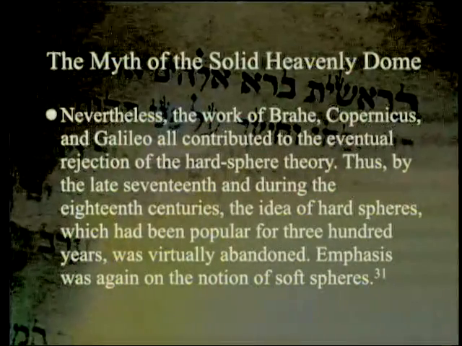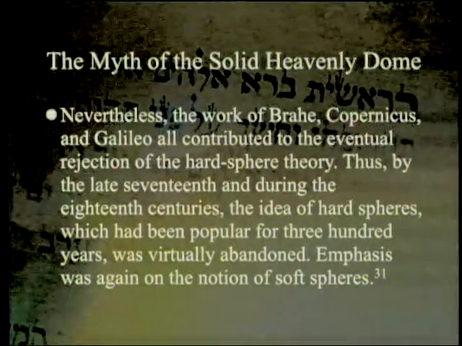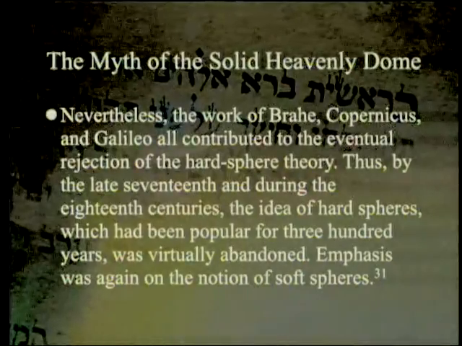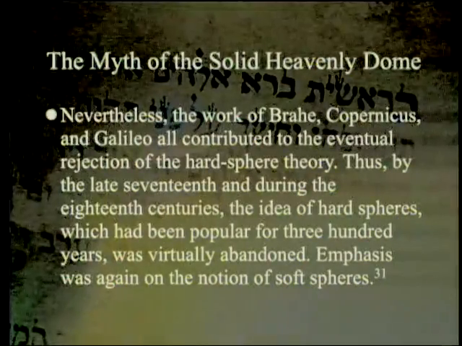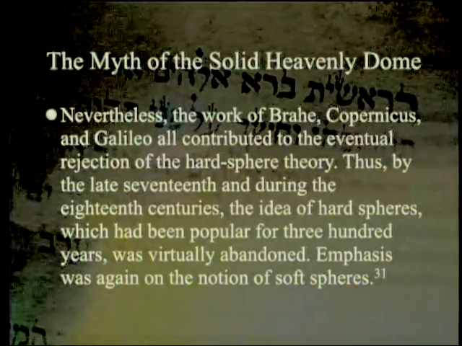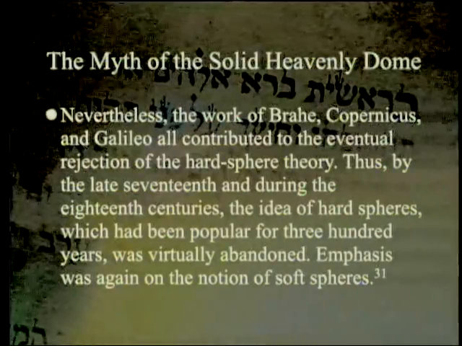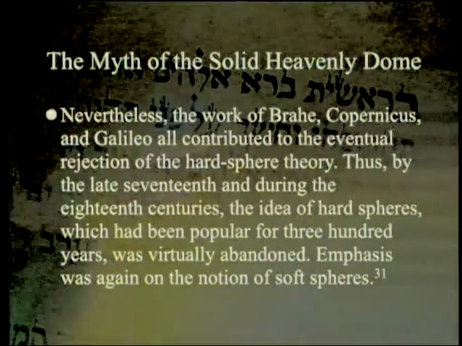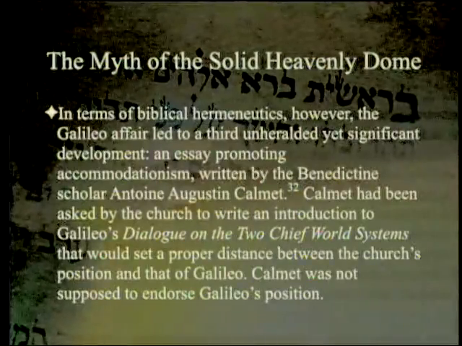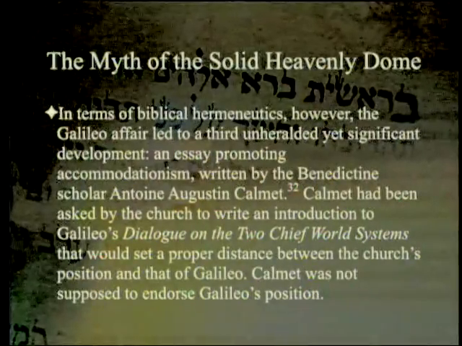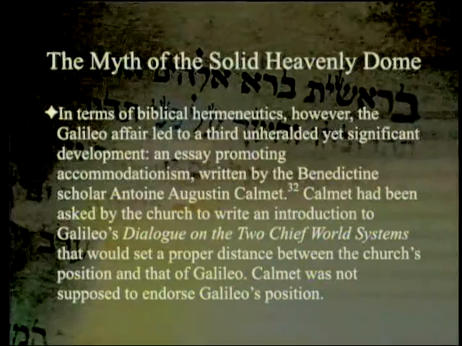Thus, by the late 17th and during the 18th centuries, the idea of hard spheres, which had been popular for 300 years, was virtually abandoned. Emphasis was again on the notion of soft spheres, and with the advent of Newton, there were not even soft spheres. In terms of biblical hermeneutics, however, the Galileo affair led to a third, unheralded yet significant development.